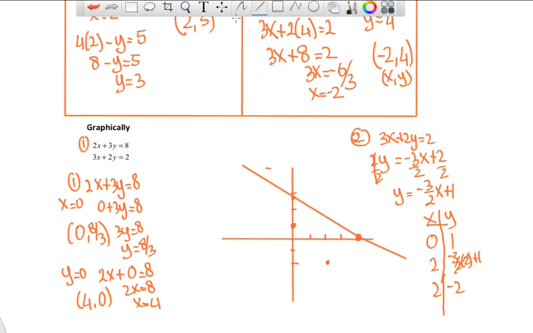Oh, that's not good at all. And then apparently my intersection is over here. And if I did my markings right, that should be at a negative 2 and 4. Okay, so graphically it would look like this. Okay, thanks.